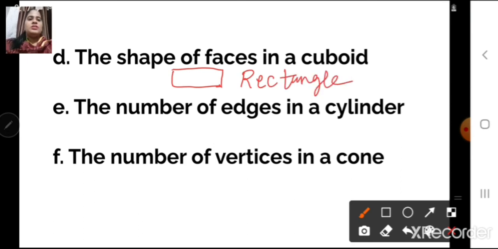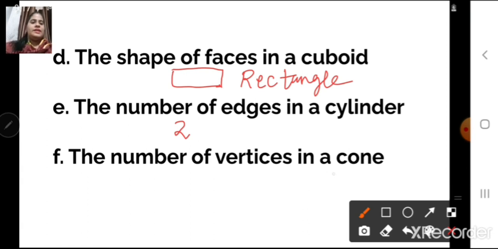Right? So, the shape of faces in a cuboid is rectangle. Next is the number of edges in a cylinder. Now in a cylinder there are two edges, correct? The upper flat one and the lower flat one. So there are two edges.